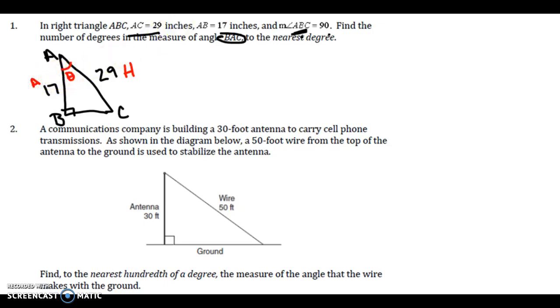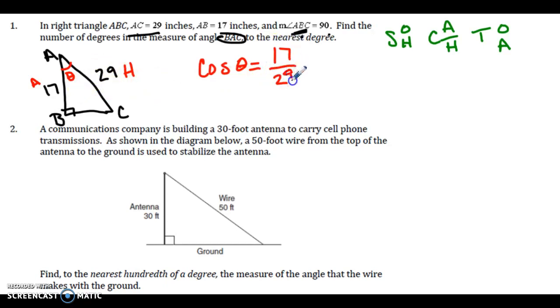Let's quickly recall our three trig functions. Sine is opposite over hypotenuse, cosine is adjacent over hypotenuse, and tangent is opposite over adjacent. That's something that you should have memorized at this point. So if I'm using adjacent and hypotenuse, that means I'm going to end up using the cosine function. And so I'm going to say the cosine of theta equals the adjacent side 17 over the hypotenuse 29.